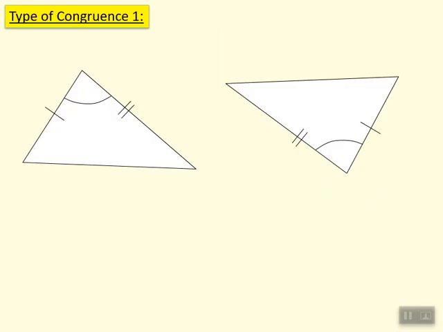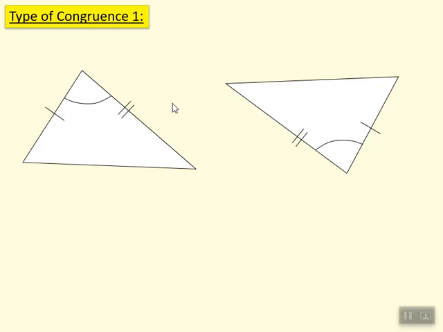Okay, so first one, type of congruence number 1, is when you have this scenario. And by the way, we're only looking at triangles for today, and actually in congruence we generally look at triangles anyway. But here's congruence type number 1. These 2 triangles are actually identical. They are congruent, and here's why.